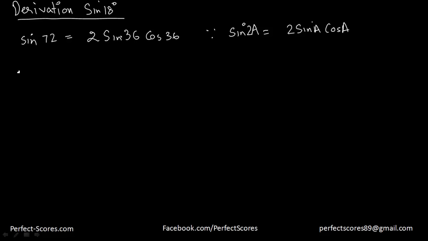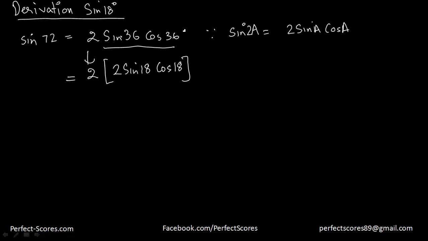Now the next step would actually be to find out the value of cosine 36 and sine 36. We're going to break down the value of sine 36 and cosine 36. So this 2 is going to be here. Now what is sine 36 going to be? Sine 36 is going to be equal to 2 times sine 18 into cosine 18. That is the same double angle identity that I've used here.